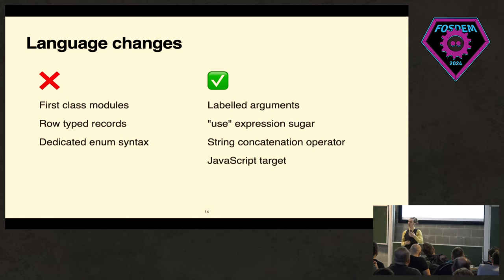And we also had a more complicated way of declaring types and data structures that was much more akin to what you find in Haskell. So we got rid of all these really cool things, and we replaced them with a string concatenation operator, the ability to use callbacks in a slightly nicer way, and the ability to give names to arguments. So we've swapped really sexy, awesome, functional programming stuff for things that are actually quite useful, but not very exciting.